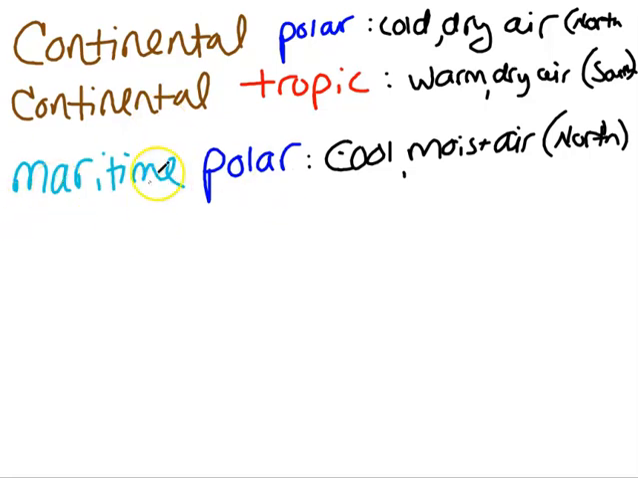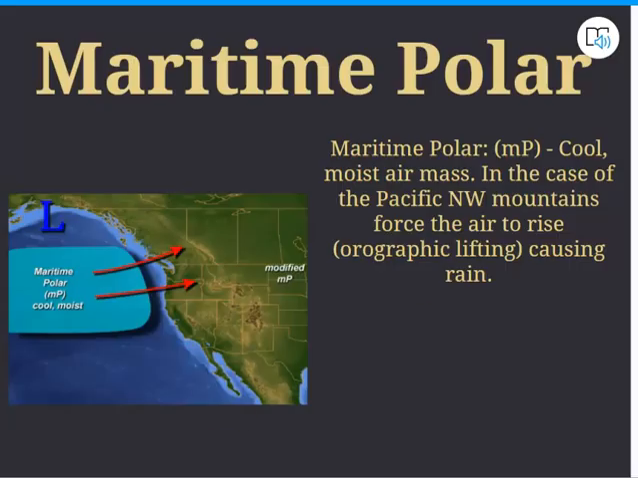Maritime means moist air. Polar means colder or cool. Cool, moist air. That is only going to happen in the north. You're not going to have maritime polar air in the Gulf of Mexico. It's warm there. All right, moving on. I'll come back to it. I'll leave it up there for you.